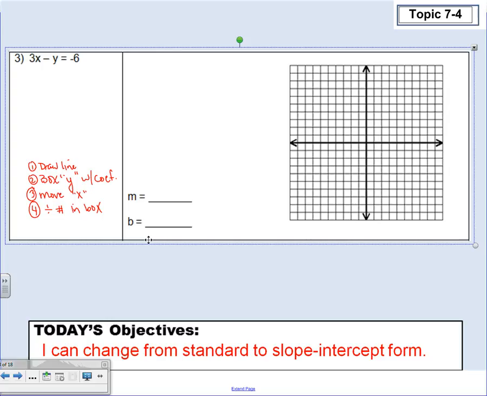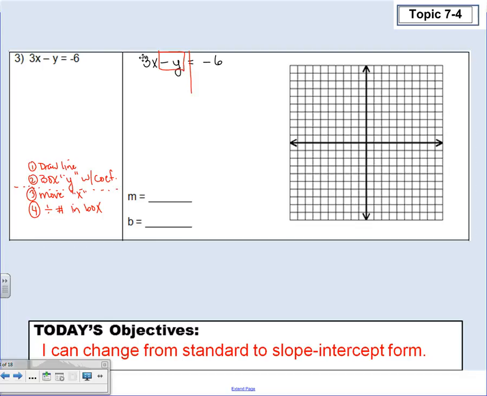So the first thing I'm going to do is rewrite my equation, 3x minus y equals a negative 6. Draw our line and box the y. This time we have a negative y. Now what I'm going to do is a new step. I'm going to start off by writing what I want as my end result. So my end result is I want y equals blank, something times x, plus blank, because that is in the form y equals mx plus b. What we're trying to figure out is what is the m and what is the b.